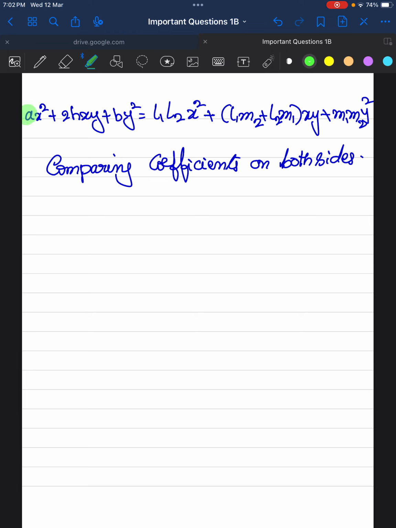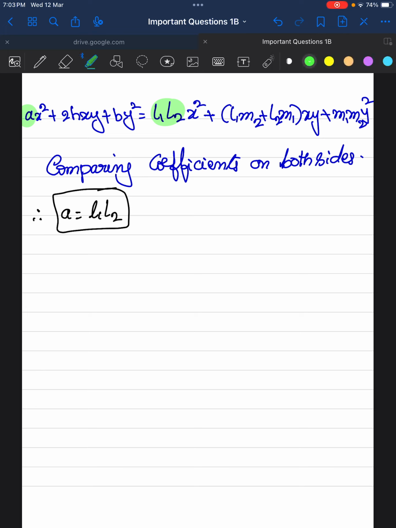Left side x square coefficient is a, right side x square coefficient is L1 L2. So what happens? Therefore a is equal to L1 L2, we can write. By comparing coefficient of x square we got a is equal to L1 L2.